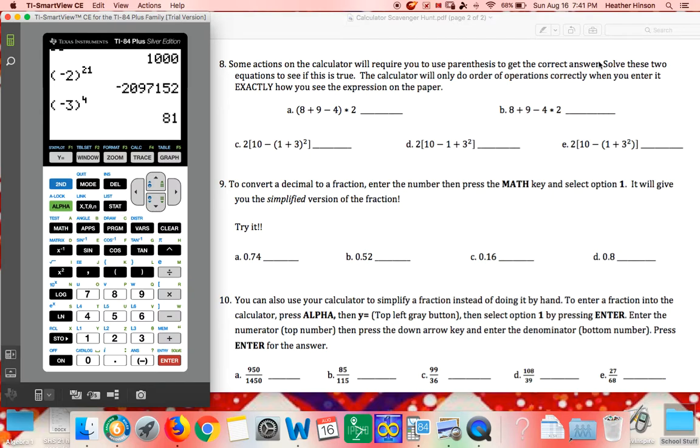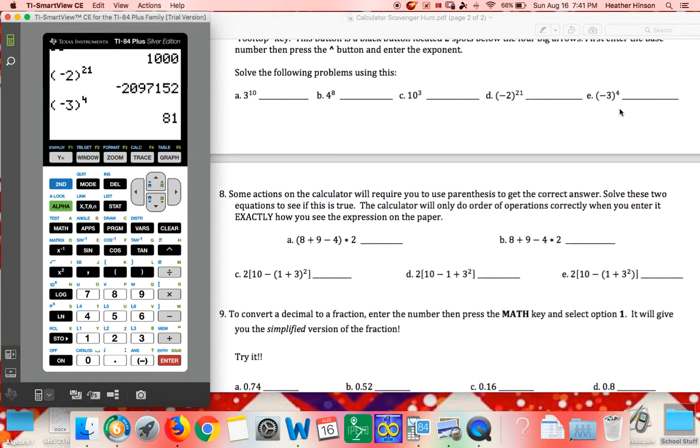Your calculator will only do order of operations correctly when you enter it exactly how you see it on the paper. Like for what we did a second ago, for number 7, that -3 to the 4th power, had we left those parentheses off, it would have given us -81. So we have to make sure we're putting it in exactly how we see it on the paper. So let's try number 8.